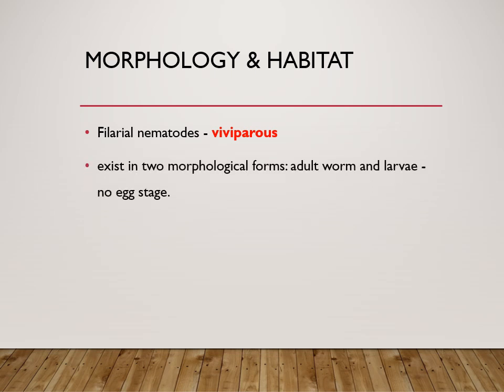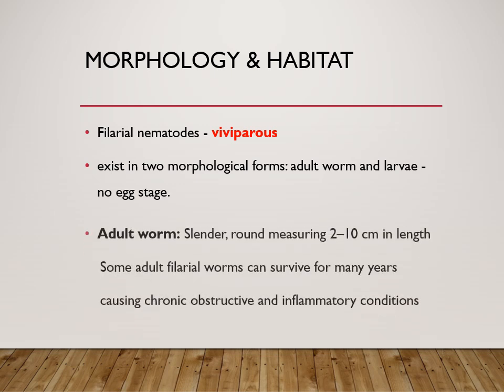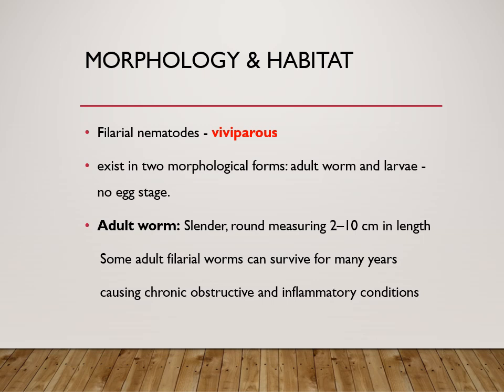Now this parasite exists in two morphological forms. One is the adult worm and another is the larva. The adult worm is approximately 2 to 10 centimeters in length, and it can survive for many years if you do not give any treatment to the patient, and it can lead to obstruction over a longer time. It can cause obstruction, which can then lead to many complications.